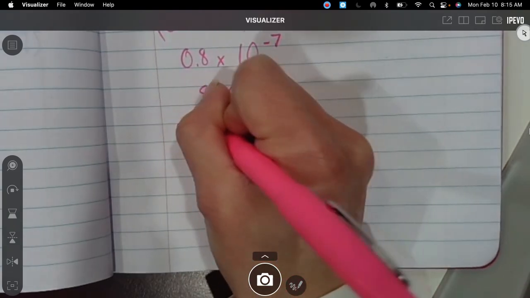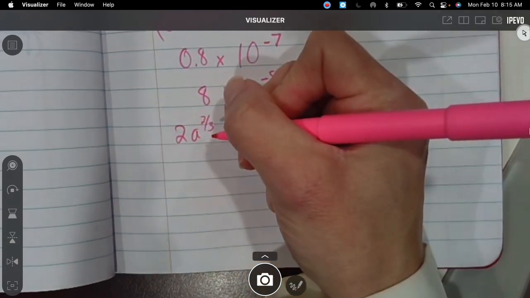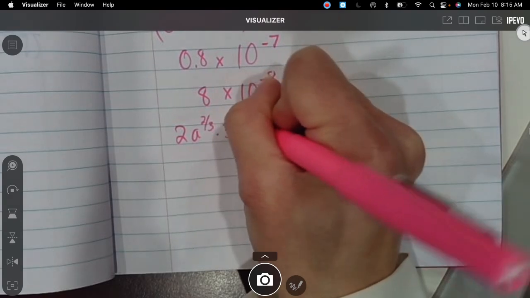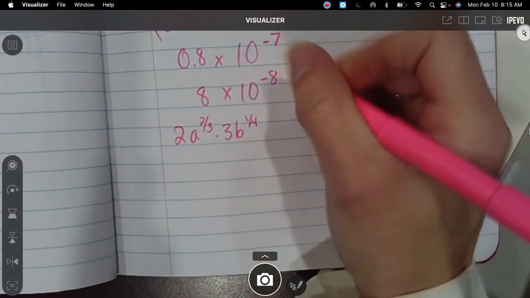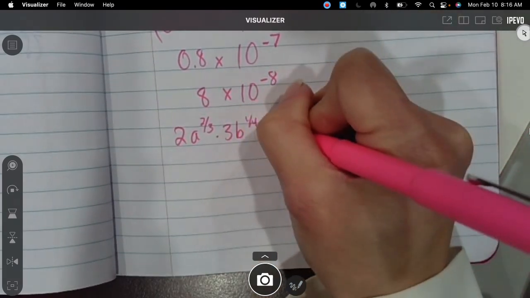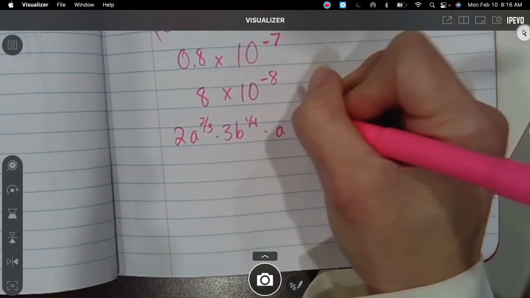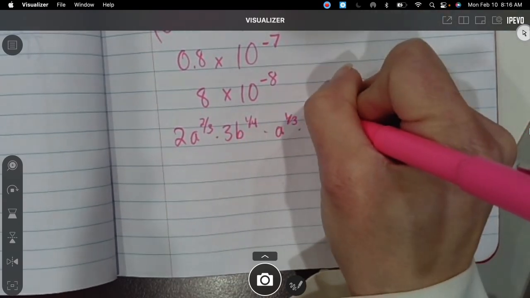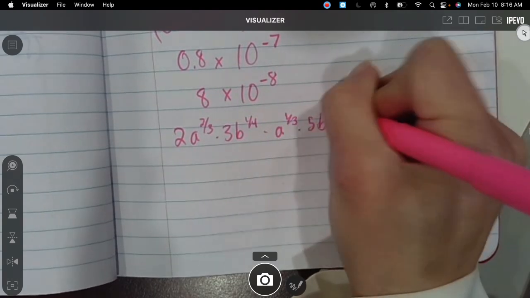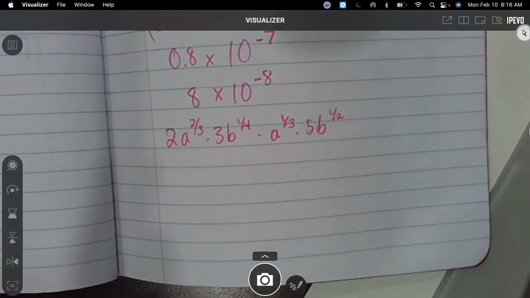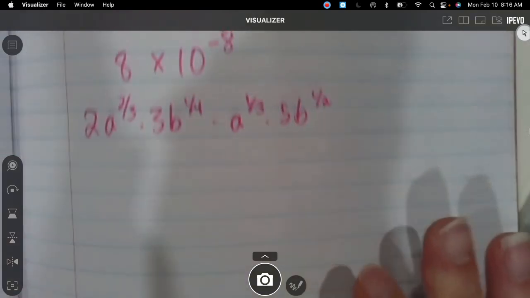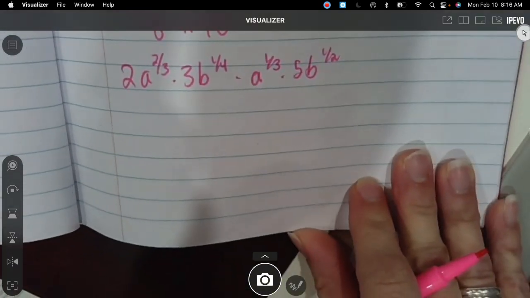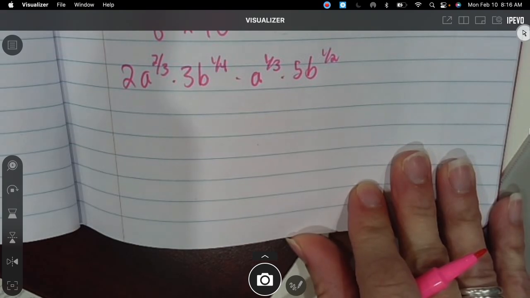2a to the 2/3 times 3b to the 1/4 times a to the 1/3 times 5b to the 1/2. I can barely see these numbers on the book. Okay, so these are just fractions. Guess what? You can put fractions in your calculator, so do not freak out over this, okay?